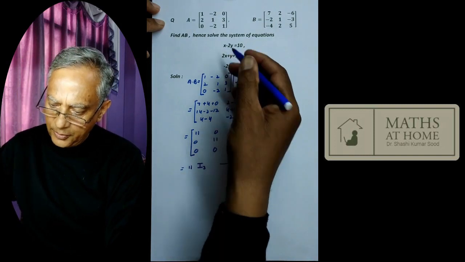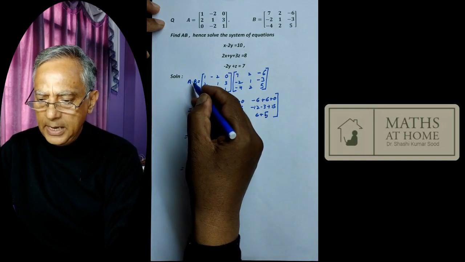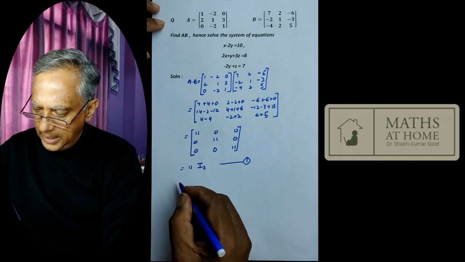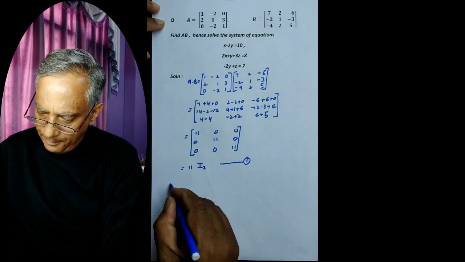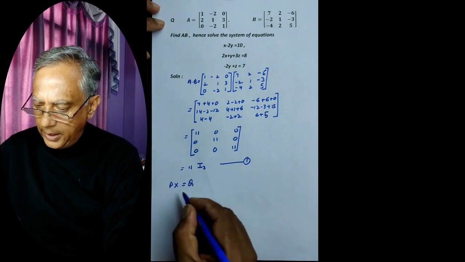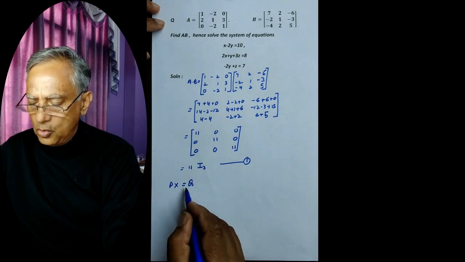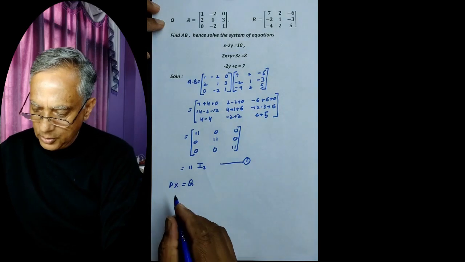Now this system of equations can be written as, we have already used the notation A. So for our system we will have another notation. This system can be written as Px equal to Q. Instead of Ax equal to B, we take Px equal to Q, because AB notations have already been used in the question.